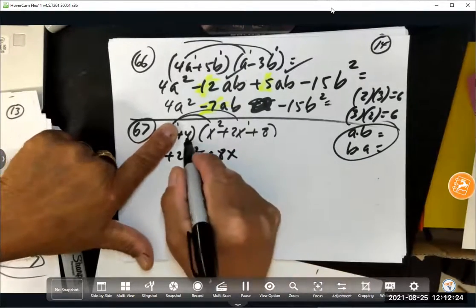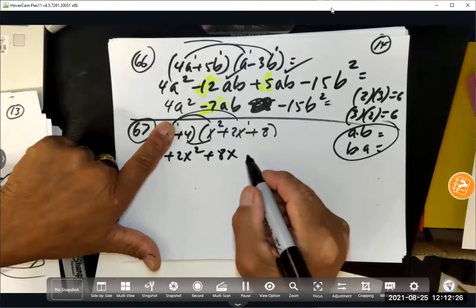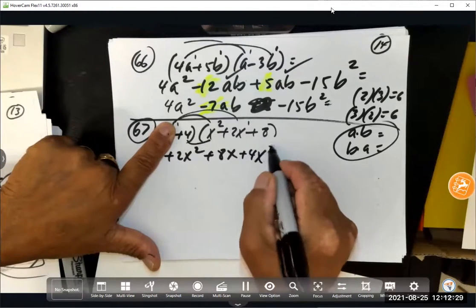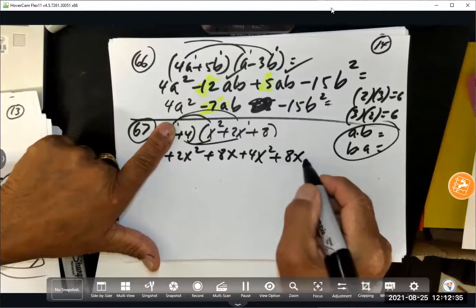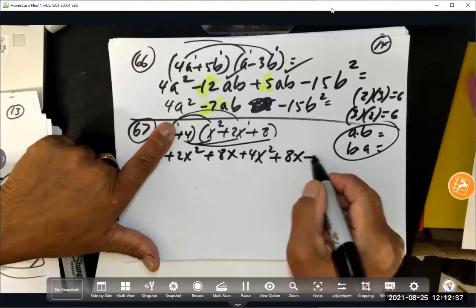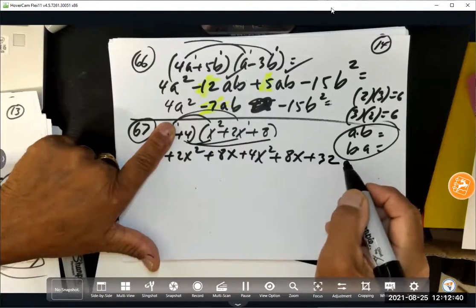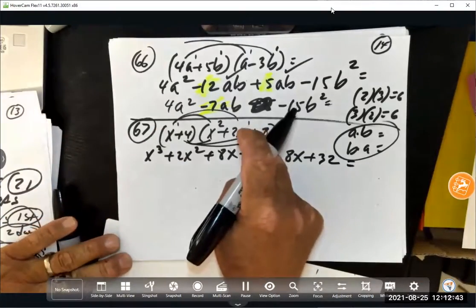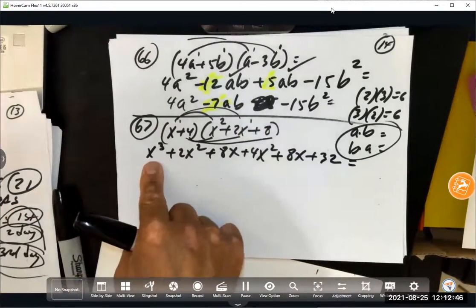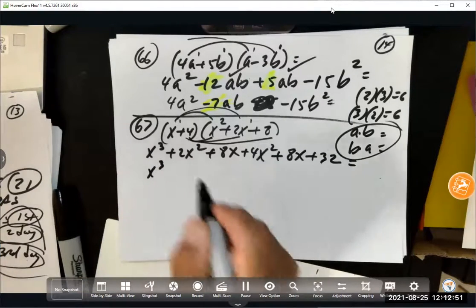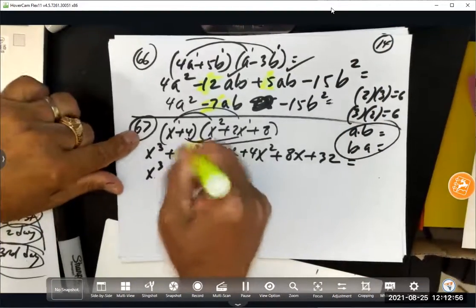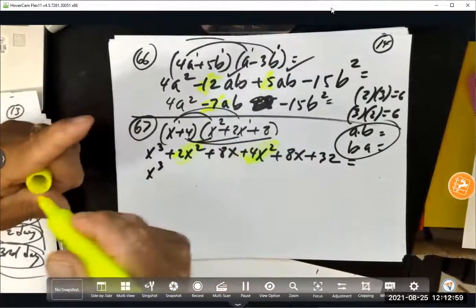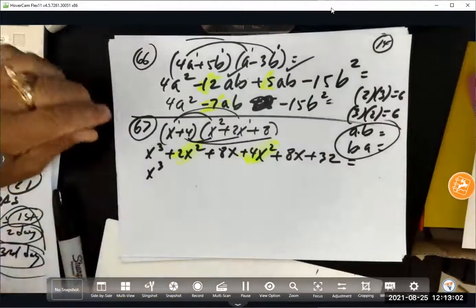All right, now this one. 4 times x squared, 4x squared. And 4 times 2x, 8x. And 4 times 8, 32. Positive. So now these are 2 by 3. So now x3. Is there more x3s? No. Copy it down. I have squares right here. So I have 2x squared and 4x squared. Put them together. Give me a number. 6x squared.